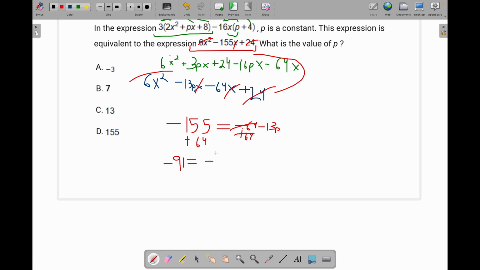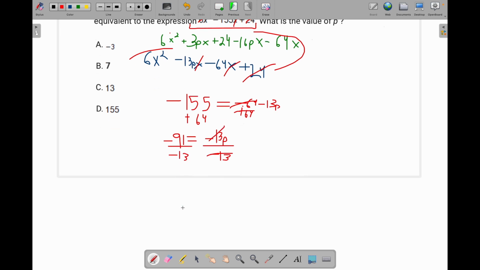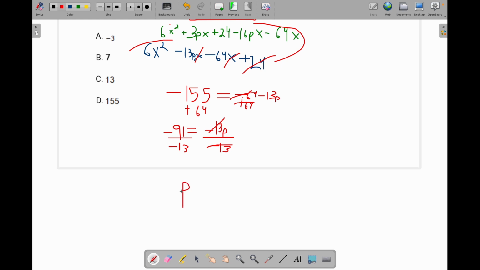Then right here, just simplification. Just divide each side by negative 13. You'll see that this one cancels out. And then you divide this by negative 13. You're going to see that p equals 7. And now we got our answer. And we can just have it here.